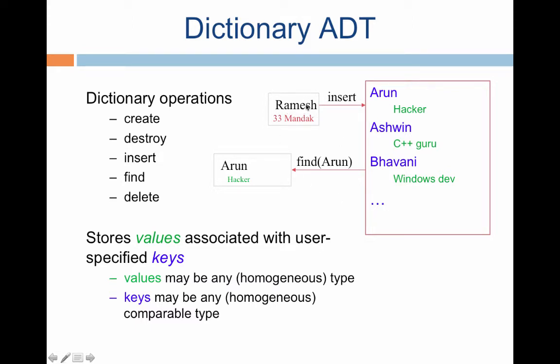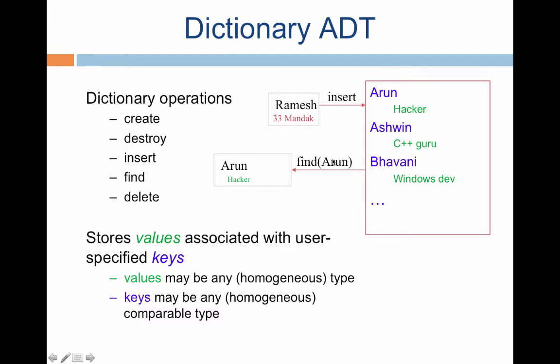So if you wanted to insert the key Ramesh with the attributes, which in this case turns out to be maybe the room number of Ramesh in a certain hostel. In this case, Arun has a certain attribute that he is a hacker, Ashwin is a C++ guru, and so on and so forth. So you would insert the keys Arun, Ashwini, and Bhavani, and then you would insert Ramesh into it. And this is an additional attribute with Ramesh.